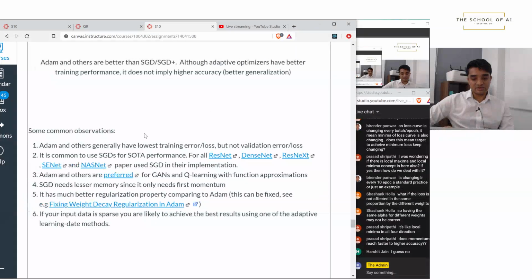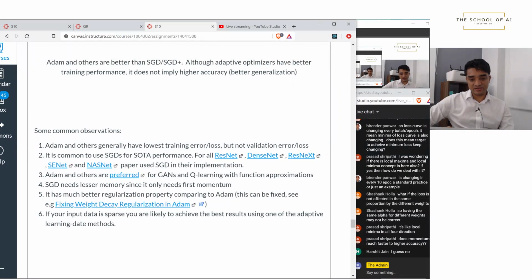Still not convinced? Let's look at this. Adam and others generally have lower training error or loss, but not lower validation errors. It is common to use SGD for SOTA performances. SOTA is state of the art. Now, if Adam, AdaGrad, AdaDelta, or other algorithms were so good, why are we not seeing any state-of-the-art results on that? ResNet, DenseNet, ResNeXt, SENet, NASNet, ENAS, in fact VGG, in fact your Inception V1, Inception V2 was Adam. Except for that, all the algorithms we have heard of are trained on SGD with momentum, always.